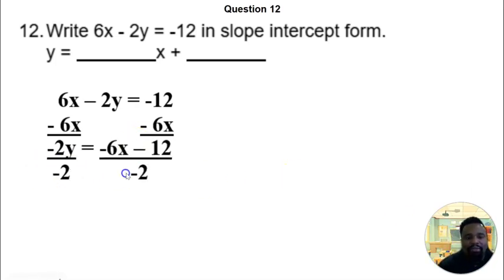How do I do that? Divide both sides by negative 2. Once I do that, negative 6 divided by negative 2 is positive 3, and negative 12 divided by negative 2 is positive 6. So y equals 3x plus 6. That's one way we could do it.